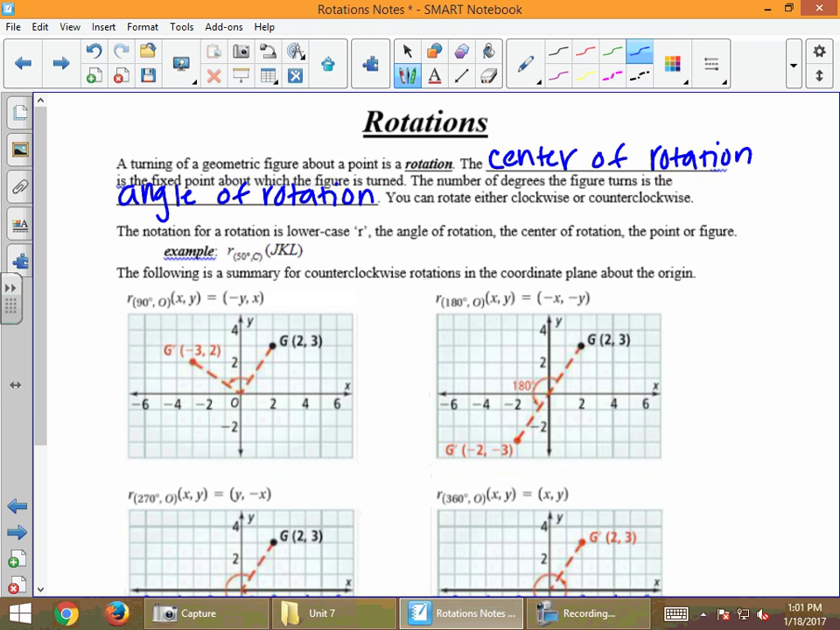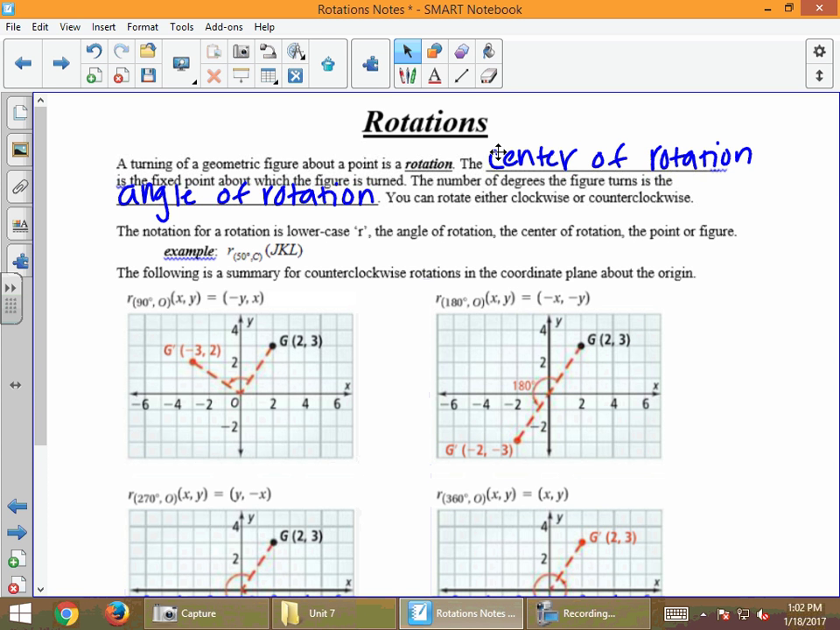Okay? So generally, the center of rotation with these problems is always going to be the origin. We're just going to take a figure and rotate it, and that center of rotation is going to be the origin. The number of degrees the figure is turning is the angle of rotation. This is how many degrees you're turning it. The ones we're generally going to look at here are 90, 180, and 270, what we're talking about below. You can technically rotate them other degrees, but the main ones we're going to look at are 90, 180, and 270. Okay?